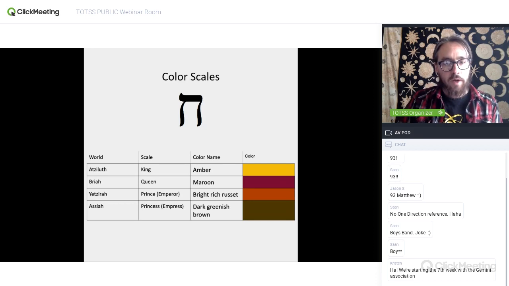And then the Queen scale, we've got maroon. In the Prince scale, we've got some sort of a combination of the amber and maroon to a bright, rich russet. And then the Princess scale, we've got a dark greenish brown. So that was my best guess for a dark greenish brown.